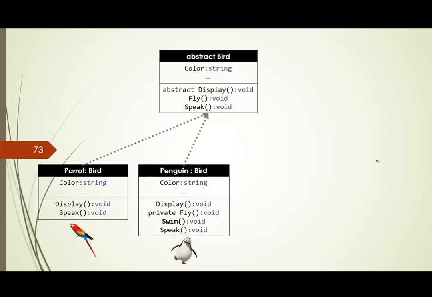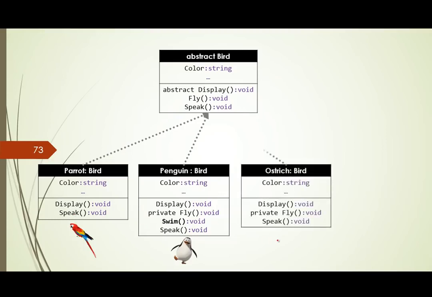But penguins have a special ability: they cannot fly, but they can swim. So they have a special ability, they can swim, but they cannot fly. So I'm really making the fly method private. And we really have to write these speak methods differently, because all of the birds speak differently.